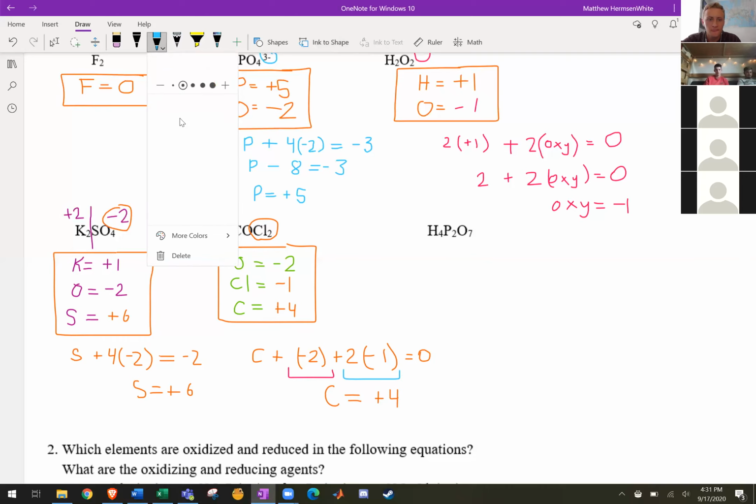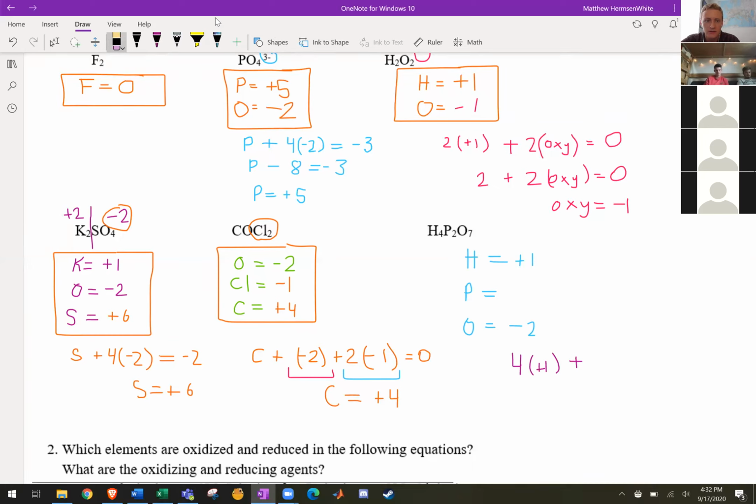Okay. All right, let's do the last one, H4P2O7. Okay, so let's run down our hierarchy. Hydrogen is +1, oxygen is -2. And then the last one we get from our equation. So we have 4 hydrogens, each with a +1 charge, plus 2 phosphoruses, so 2 times P, plus 7 oxygens, each with a -2. And this is going to equal 0.